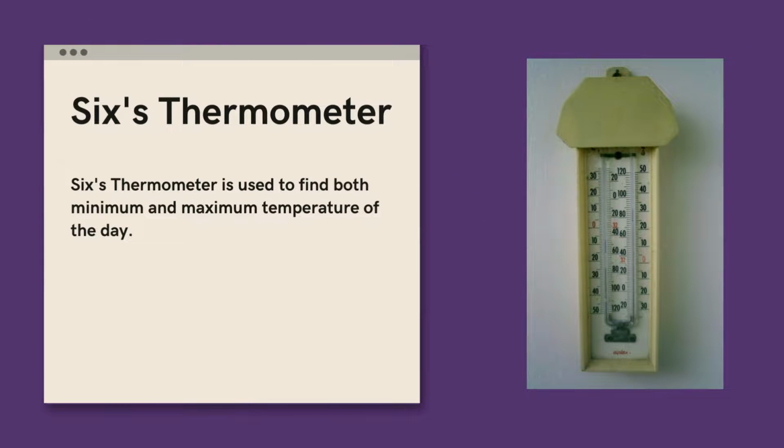So the next is Six's thermometer. The Six's thermometer was invented by a British scientist named James Six. It is a special U-shaped thermometer which can easily measure both minimum and maximum temperature of the day. This thermometer does not work like a normal thermometer.